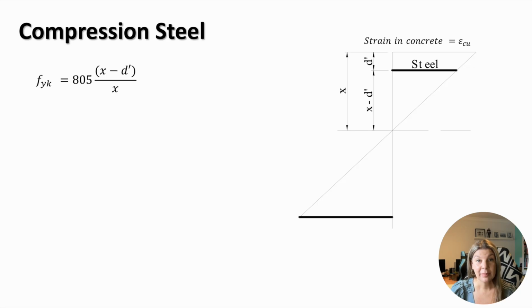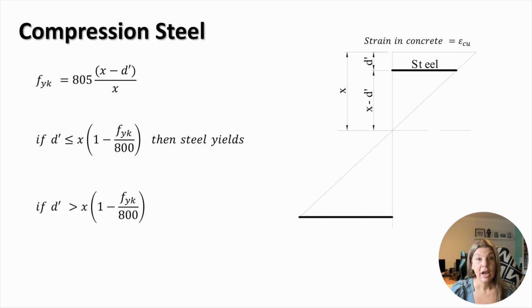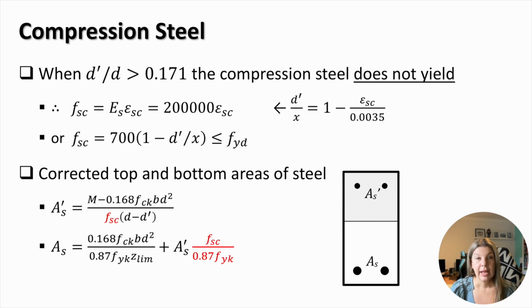Now the limit for the depth of top steel can be defined, and if d' is smaller than x(1 - fyk/800), steel yields. Otherwise the top steel does not yield, and its stress can be calculated as 700(1 - d'/x). An alternative condition is that when d'/d is bigger than 0.171, or alternatively d'/x is bigger than 0.38, the compression steel does not yield.